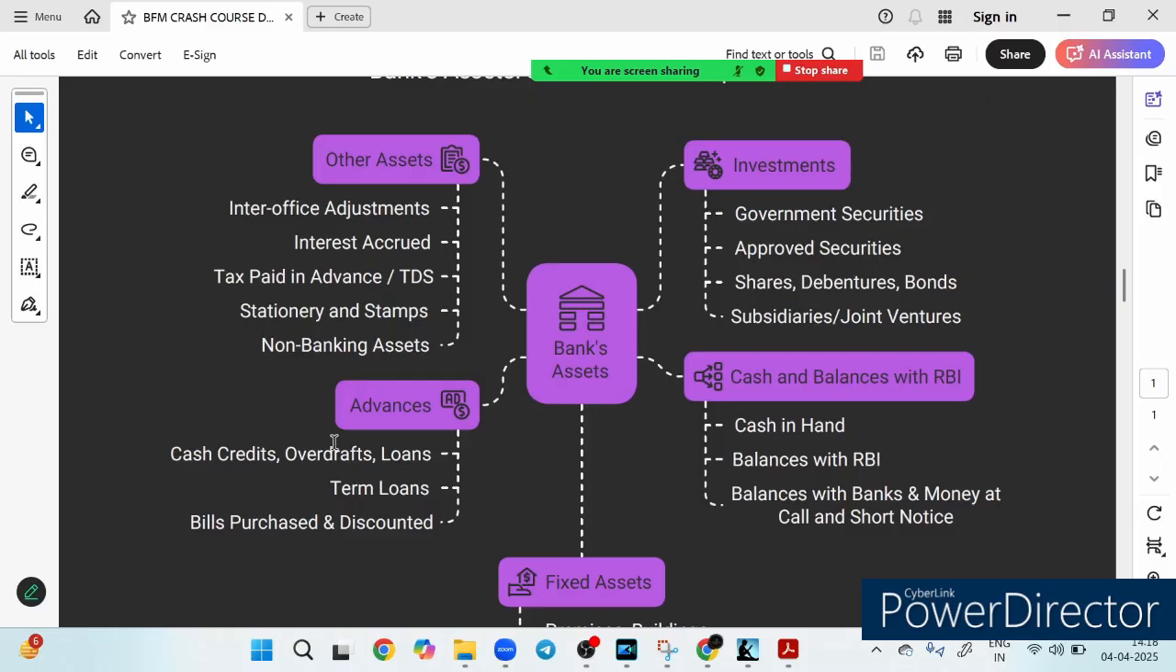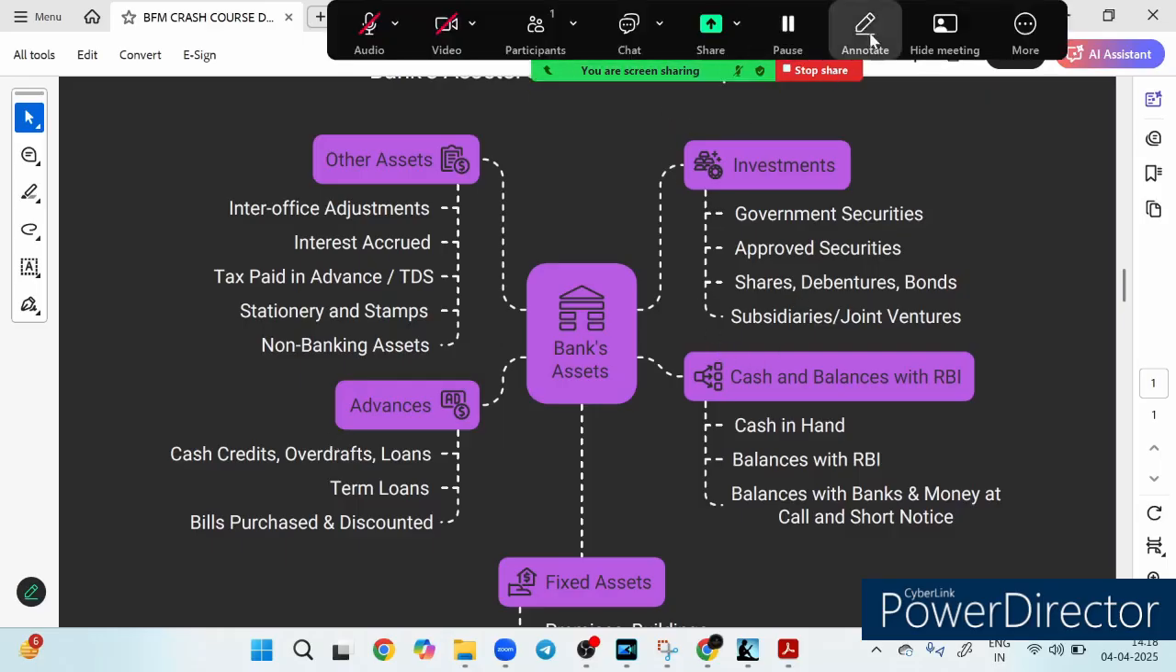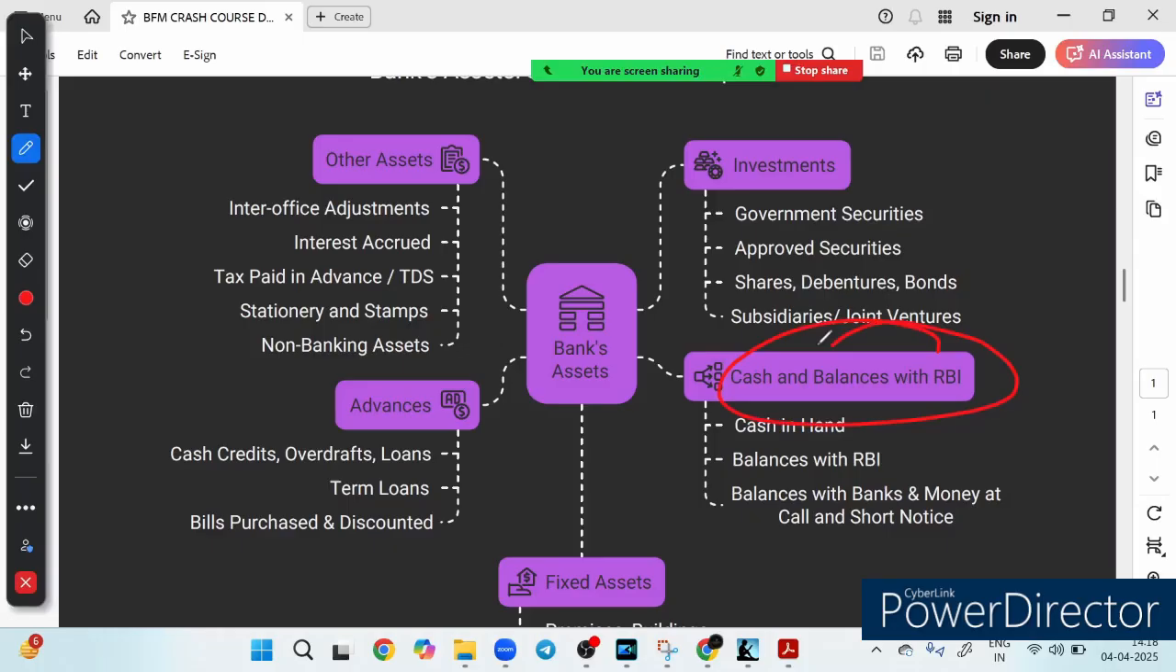So first of all, the first kind of asset we have is called, as you can see, cash and balance with RBI. So basically it includes cash in hand. What is the meaning of cash in hand? Cash in hand means physical cash stored at the bank branch. Then balance with the RBI. Every bank maintains a reserve with the Reserve Bank of India. Then we have money at call and short notice, which means cash parked with other banks for quick access. So this cash ensures banks can meet withdrawal requests and operate smoothly.